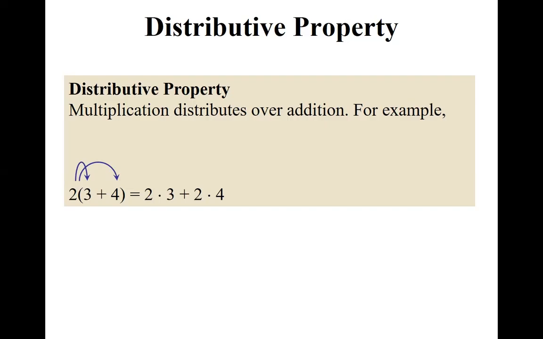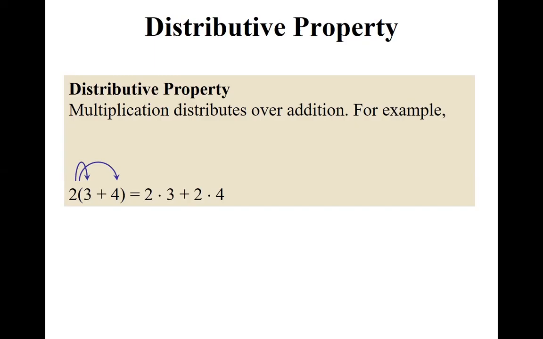So if we have 2 times, in parentheses, 3 plus 4, for example, that's the same as taking the 2 times the first thing and adding the 2 times the second thing. So 2 times the quantity 3 plus 4 is the same as 2 times 3 plus 2 times 4.